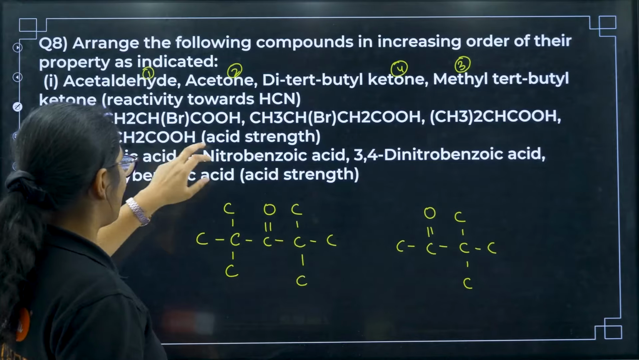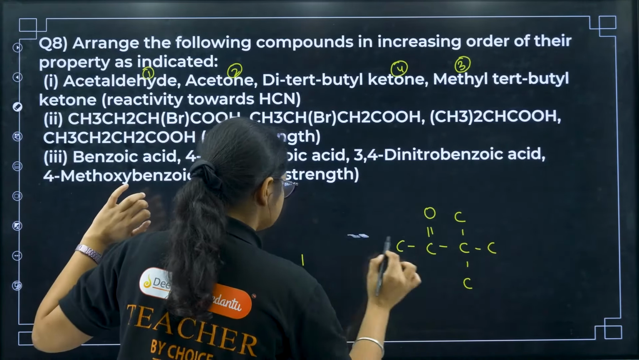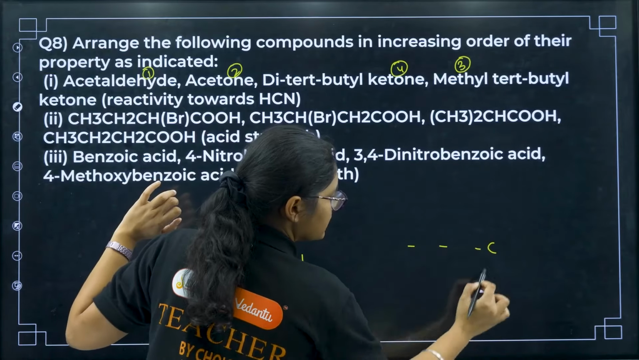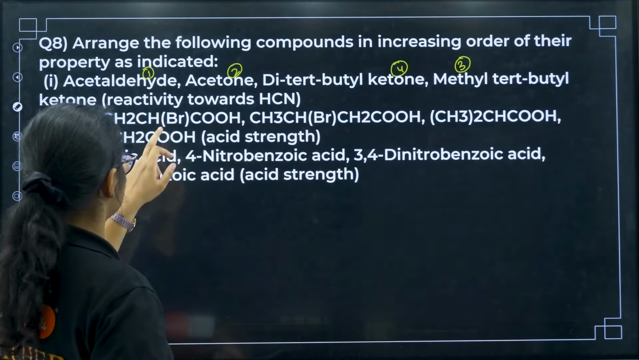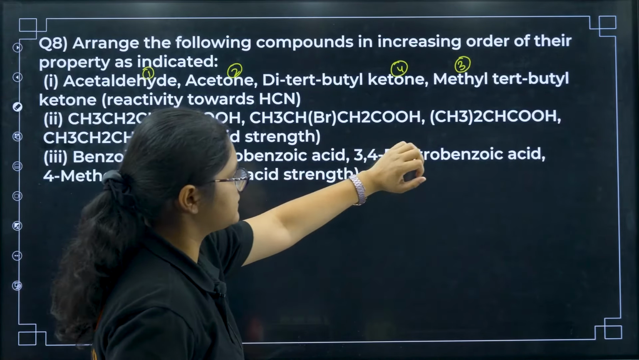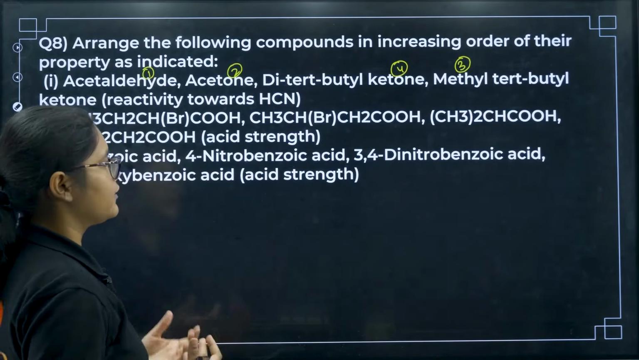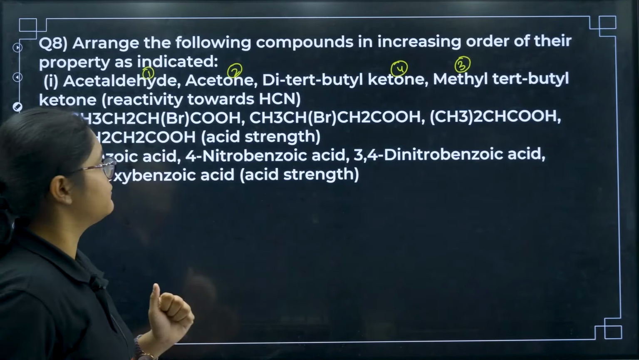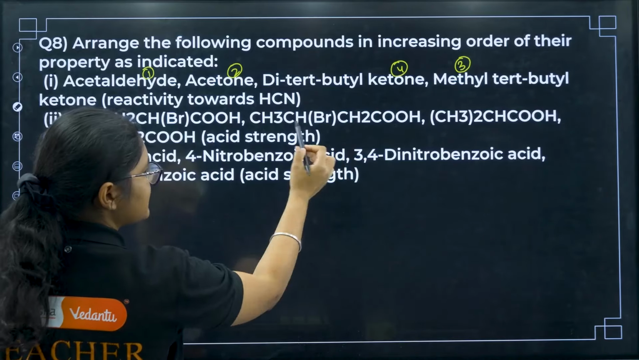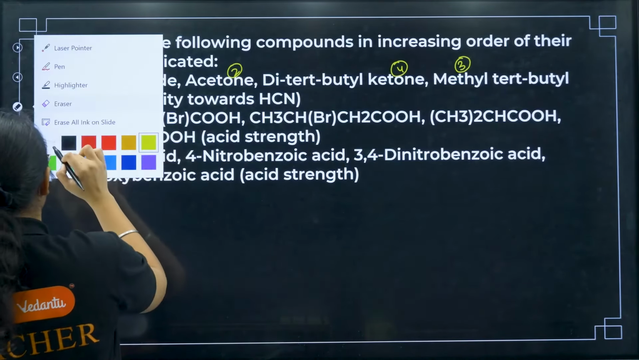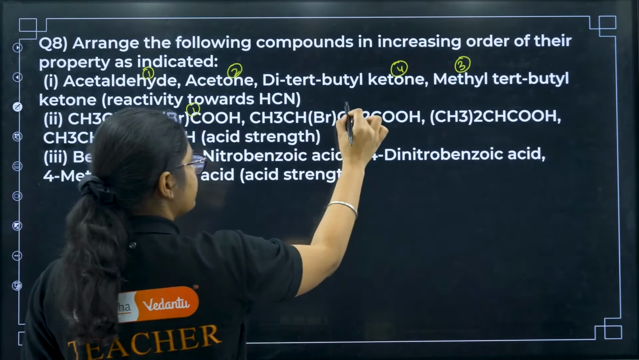Next you have acidic strength here. If acidic strength is there, you can see one bromine group is there, here no bromine group, here also no bromine group. So if there is an electron withdrawing group, the acidity will increase. Here the bromine group is very near, here the bromine group is after one carbon. So definitely this one will be the first, then this one, right?